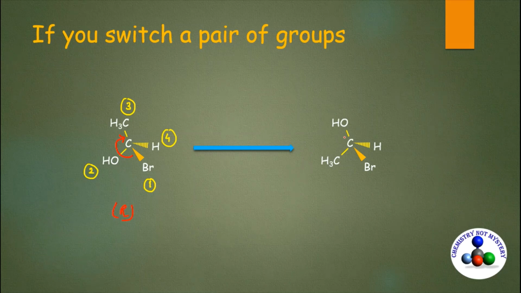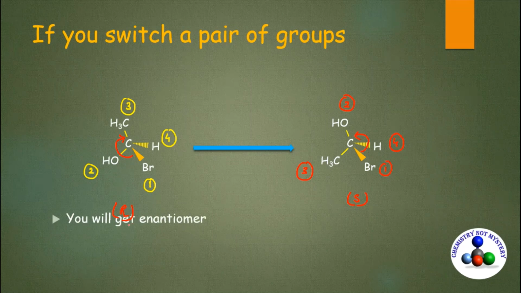Now come to the next molecule. Here Br will get the first priority, OH second priority, methyl third priority, and hydrogen will get the fourth priority. So when you draw an arrow in this molecule, you can get an arrow in the opposite direction, or you can say in the left direction or anti-clockwise. So the configuration of this molecule will be S. So what will happen when we switch a pair of groups? We will get an enantiomer.